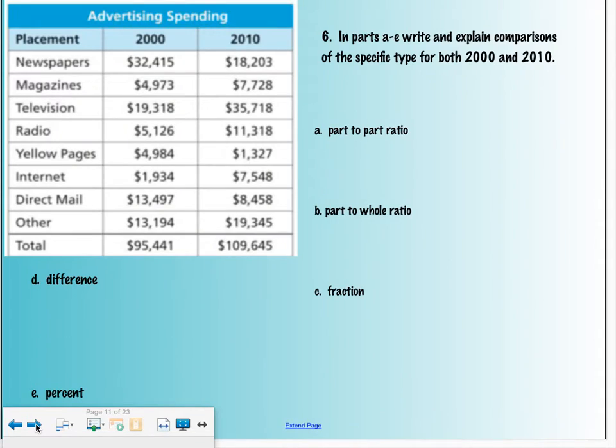Okay, so we're not going to do a statement for all of these. I'm not going to write any down. I just want you guys to think about it. So if you have this table here and it was advertising spending on different types of advertisement in 2000 and 2010, and I ask you to write a statement using a part-to-part ratio, let's say for 2010, you can give us an example of one thing you can say. Jack?